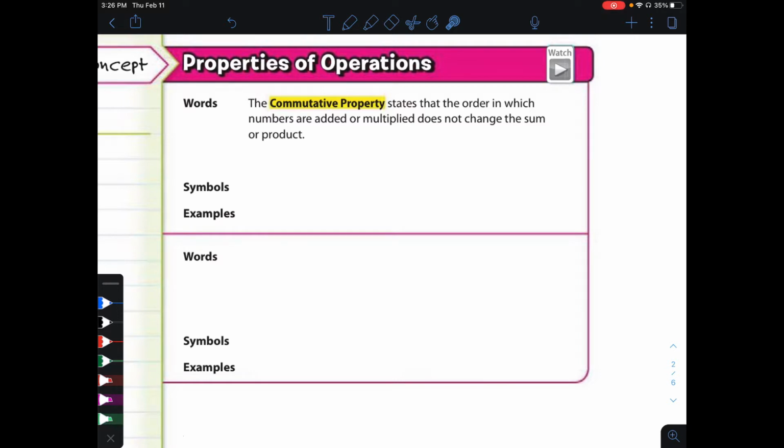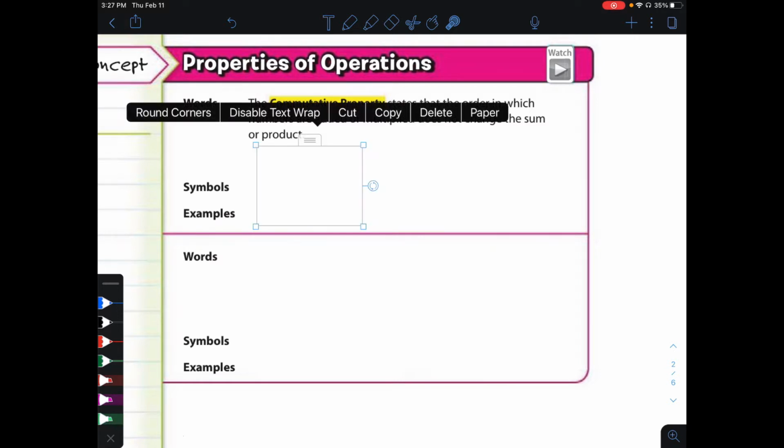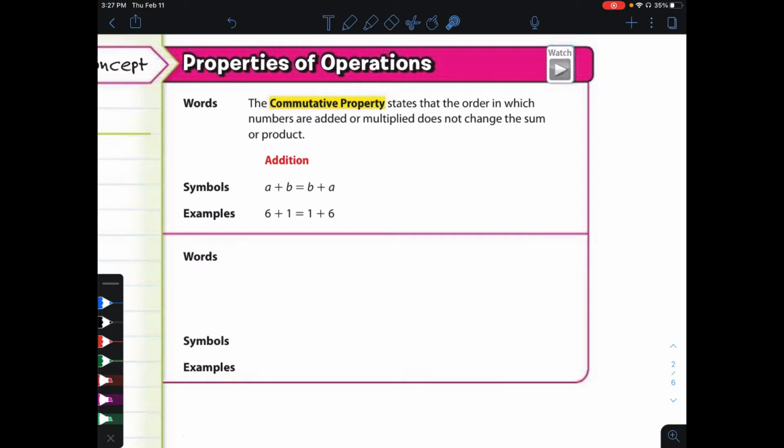Let's take a look at addition and see how the sum is not changed. In addition, in symbols, a plus b is the same as b plus a. A good example would be 6 plus 1 is the same as 1 plus 6. You notice that the order changed: 6 plus 1 to 1 plus 6, a plus b to b plus a. But in the example, you notice also that the sum is equal. 6 plus 1 is 7, 1 plus 6 is 7. So the sum does not change.